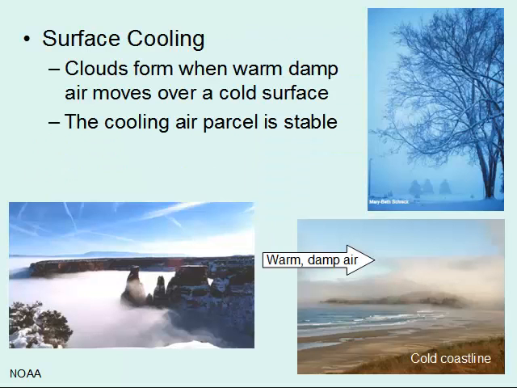So surface cooling, this happens when you have cold land surface and you have warmer air that's damp, has some water vapor in it, that moves over that cold surface. And as that air is moving over that cold surface, the air starts to cool because of conductive cooling. That air parcel cools to its dew point, and then we get clouds forming. So here you can see that damp air moving in over this cool coastline. Here, in these two images, there's snow on the ground, so the ground surface is much cooler than the air above it. And we have that air above cooling to its dew point to produce water vapor as clouds.